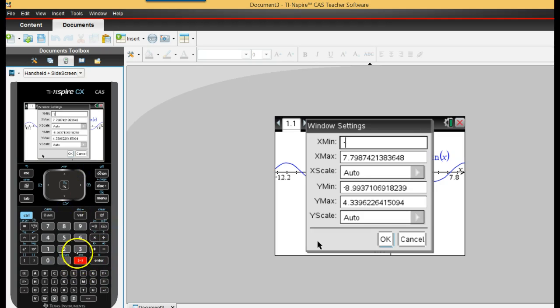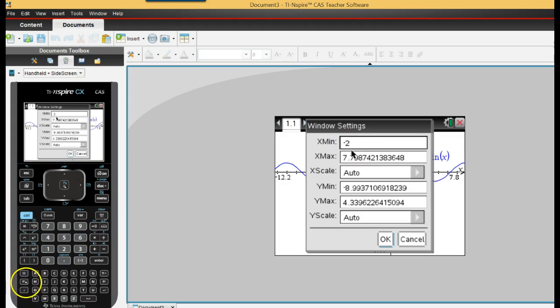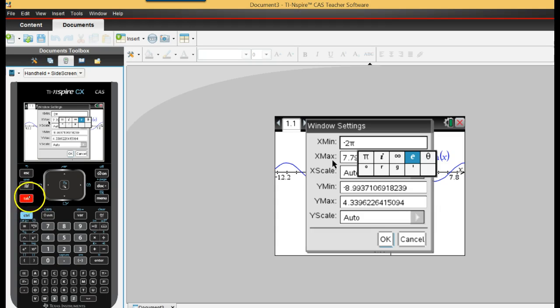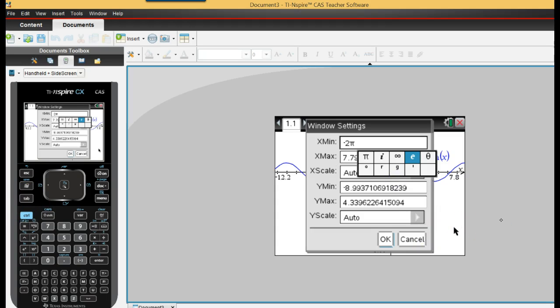So we'll put minus 2, and your pi button is down here somewhere. Oh, there it is there. Minus 2 pi, so we go through the same process there. I'm having all sorts of trouble with my machine here. Change your window settings. Your X scale will be pi on 4, your Y scale will be 0.5, Y min minus 1.5, Y max 1.5.